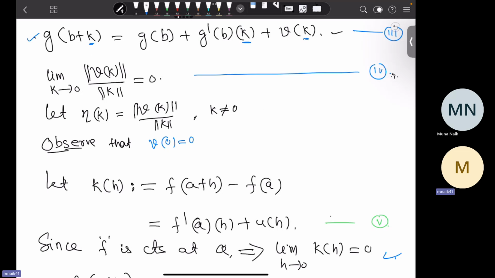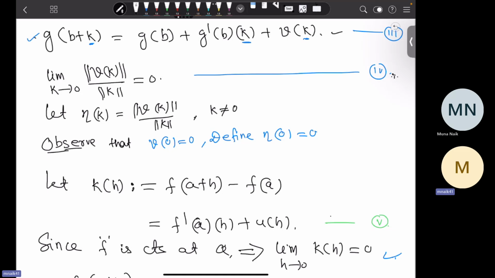Okay. So define eta 0 is equal to 0. If k is not equal to 0, you define eta k is equal to norm of bk by norm k, and you observe that b0 is equal to 0 because everything is 0 here. So they define eta 0 is equal to 0.